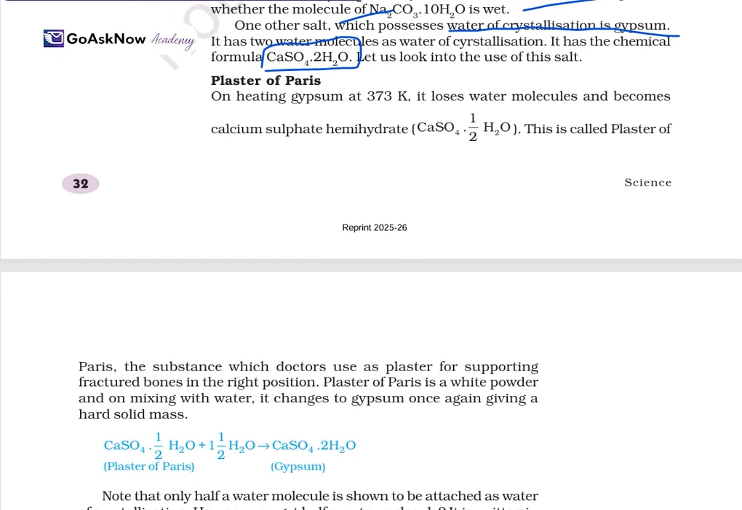Now plaster of Paris. On heating gypsum at 373 Kelvin, it loses water molecules and becomes calcium sulfate hemihydrate, which is CaSO4·½H2O.